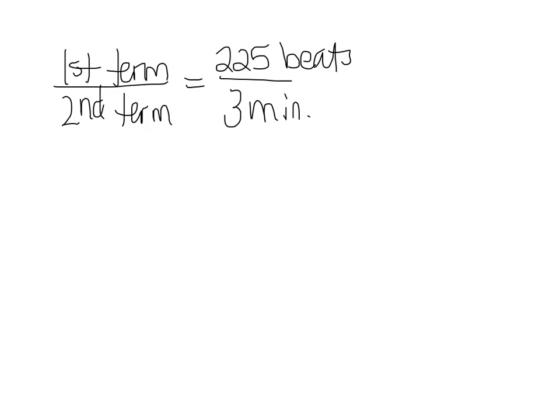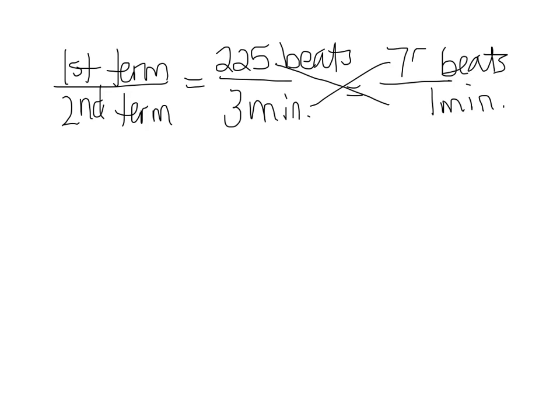Time. But I want to know how many beats there will be in 1 minute. Cross multiplication says go 1 times 225 divided by 3 is 75 beats per minute. Now, when you set these up, you have to make sure that your terms that are alike go across from each other. So beats need to go with beats and minutes need to go with minutes.